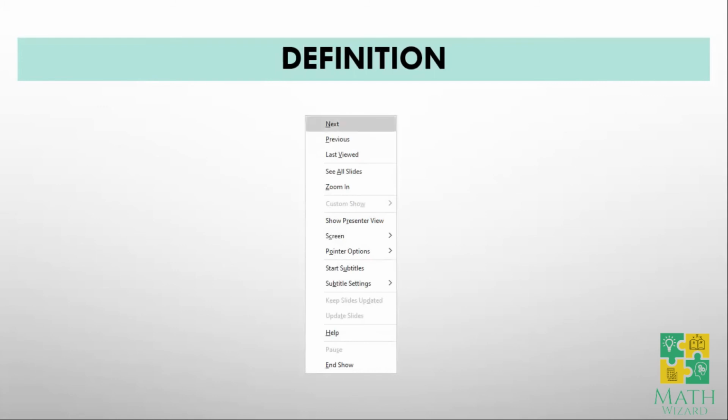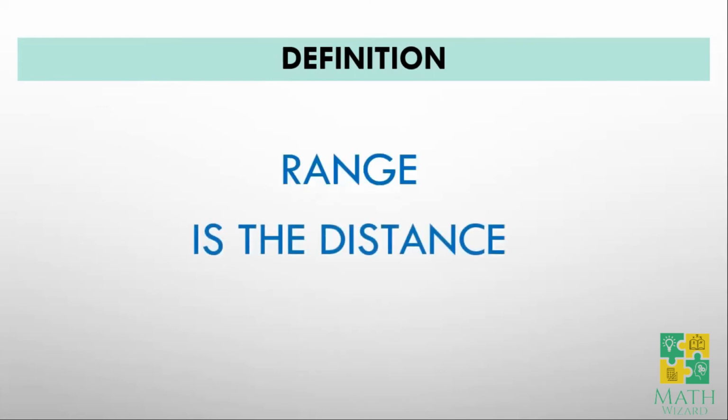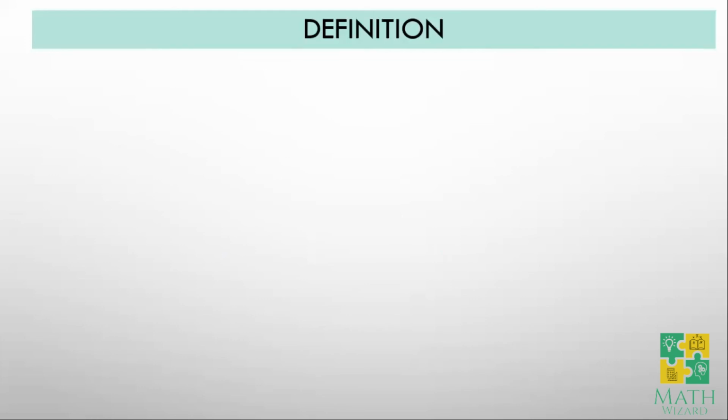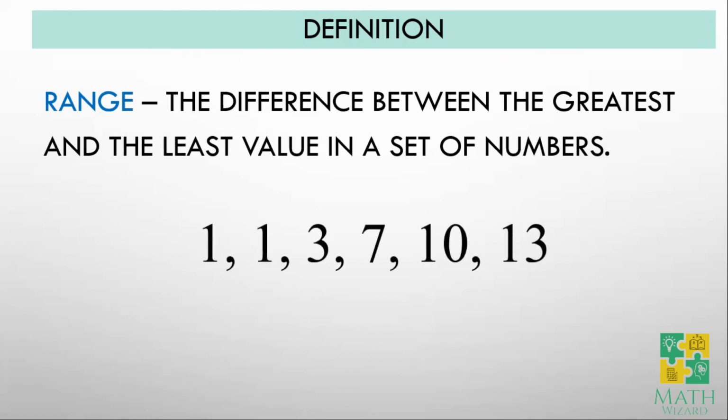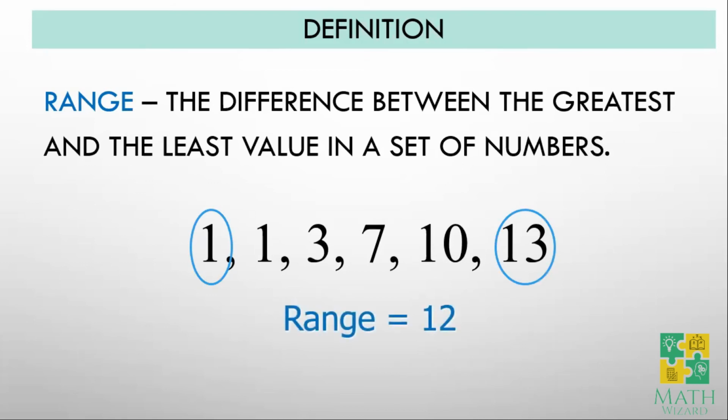Moving forward, the next one is the range. Range is the distance between, meaning, if we define that further, it is the difference between the greatest and the least value in a set of numbers. I'll repeat, to find the range, that's the difference between the greatest and the least value in a set of numbers. Let's say we have 1, 1, 3, 7, 10, and 13. For us to get the range, we look for the least value, the greatest value, and subtract them. That's equal to 12. So our range is equal to 12.